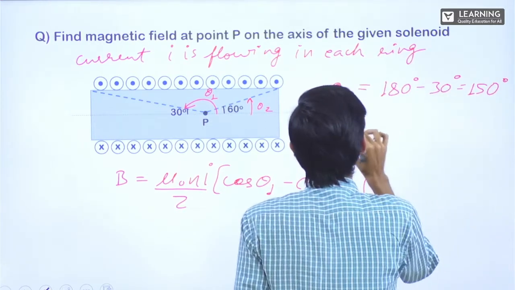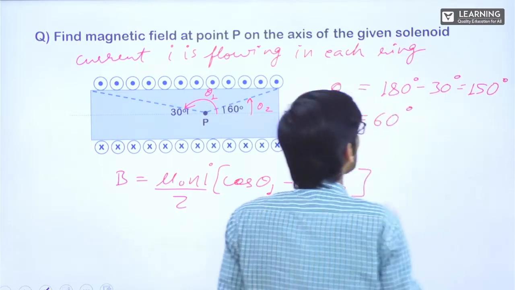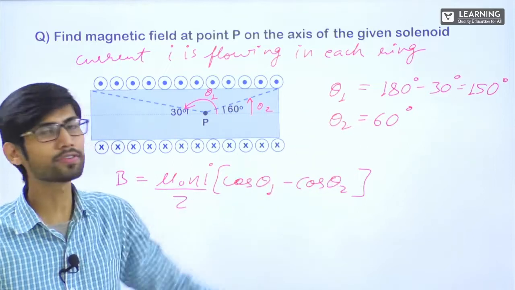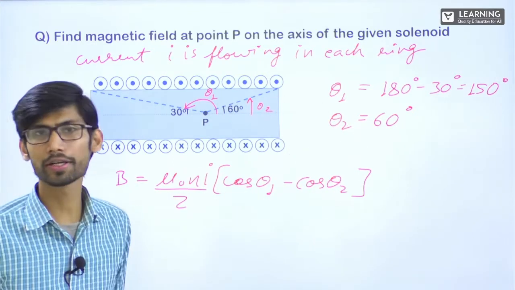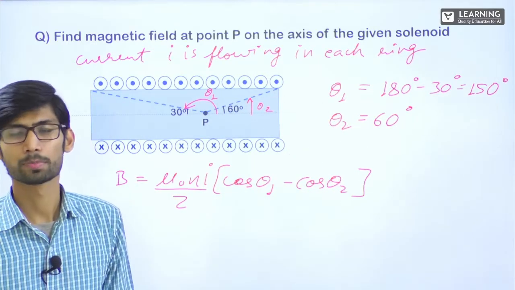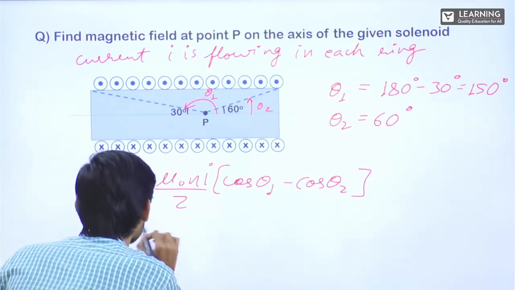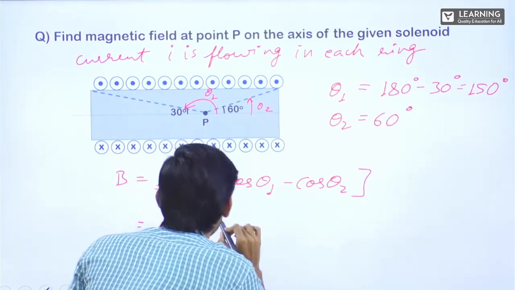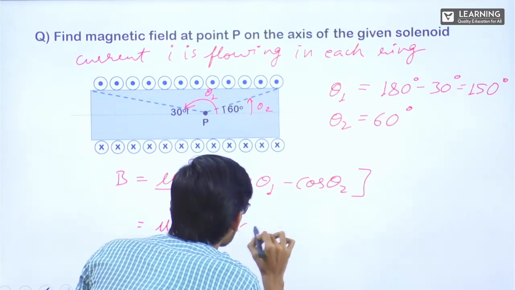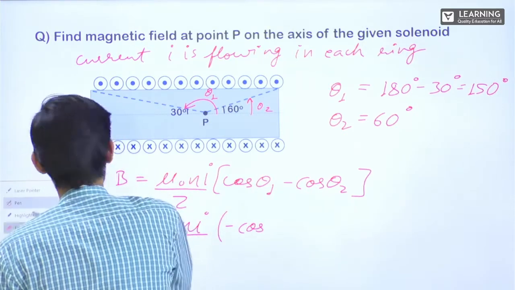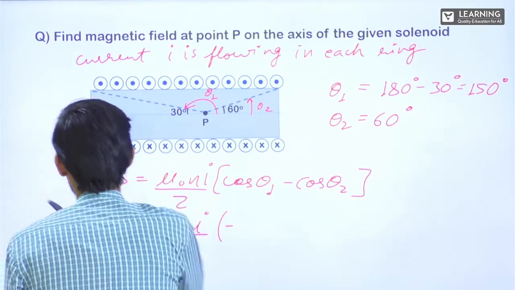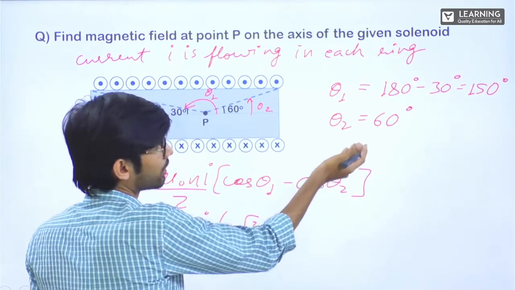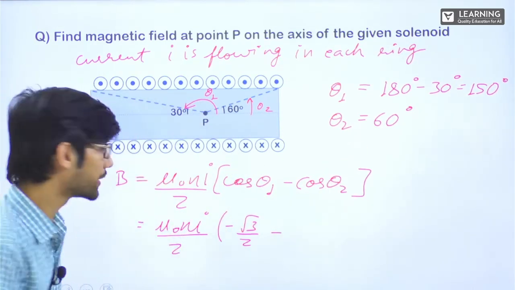And theta 2 is 60 degrees. Put these two thetas, you will get your answer. What is cos 150 degrees? Cos(180 minus 30) degrees, that is minus cos 30 degrees. So this will be mu naught Ni by 2, minus, cos 30 is root 3 by 2, minus of cos 60, 1 by 2.